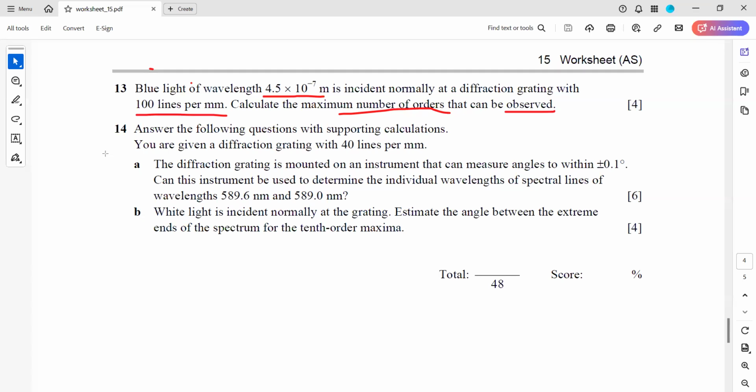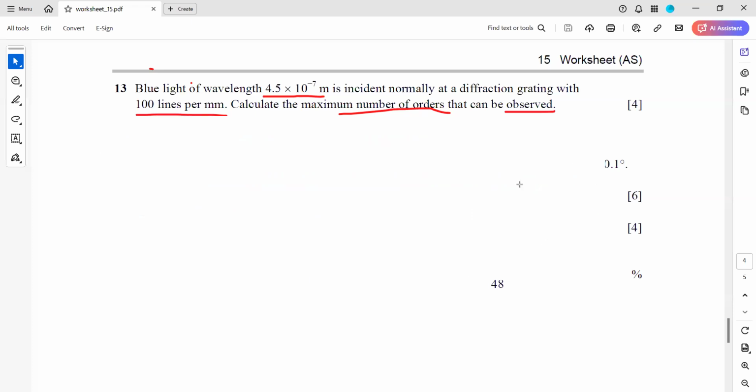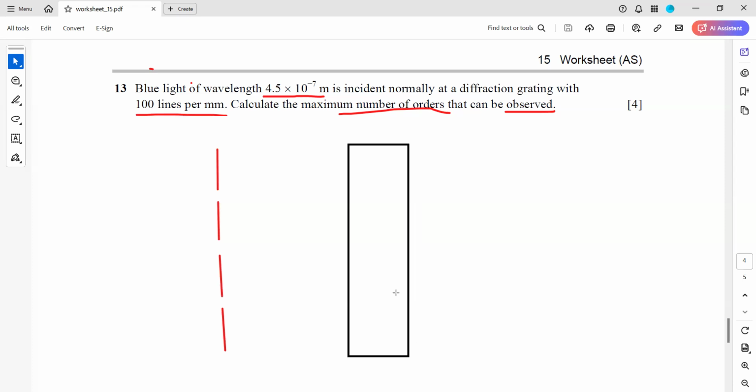The concept is that when the light passes through this grating element, it diffracts and then interference happens on the screen. The maximum order is when theta equals 90 degrees. That is the maximum order which we can observe. So this is a grating element, or a diffraction grating, and we have the central maxima where n equals 0.